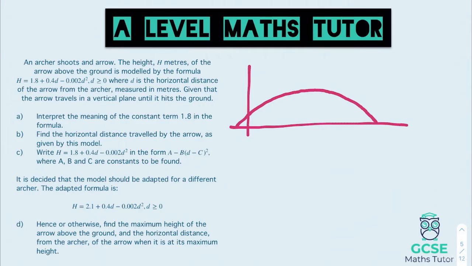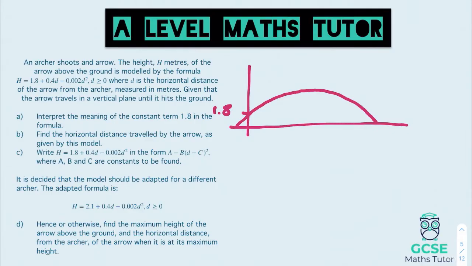But if you think about the 1.8, which would be just here, what does that actually mean in relation to this idea? So in relation to this, the 1.8 there is actually the height at which the arrow is shot from. Okay, so the height at which the arrow is shot from is the 1.8 in this diagram. So that's part A done. Or we could write the height of the arrow, or the height at which the arrow is shot from, and that would be our 1.8.